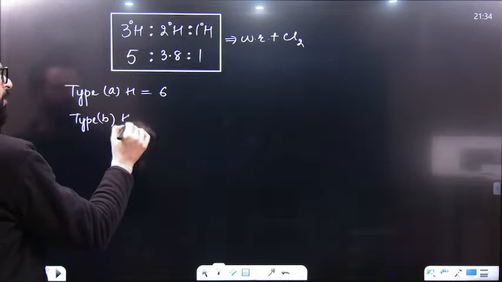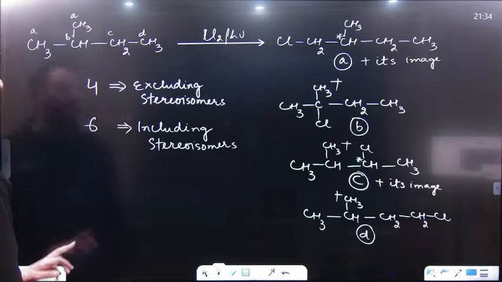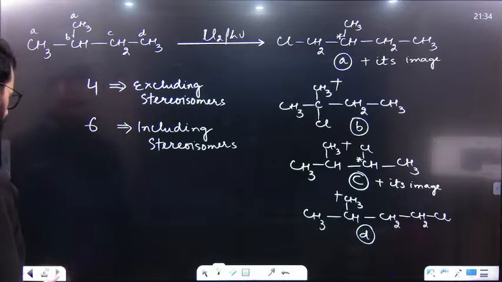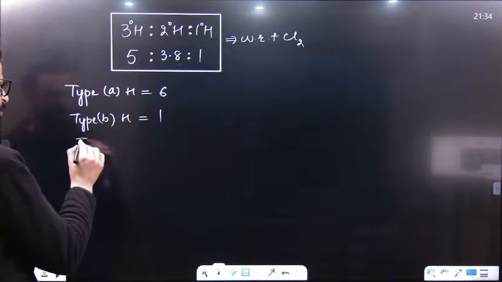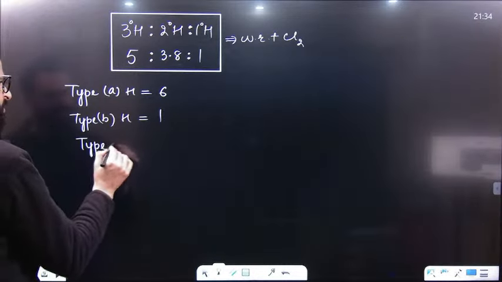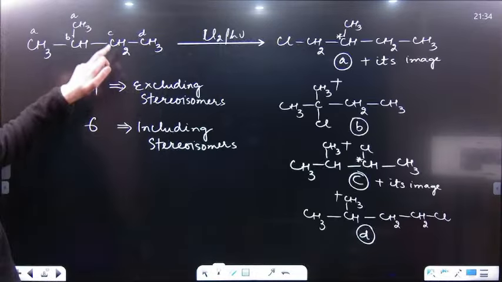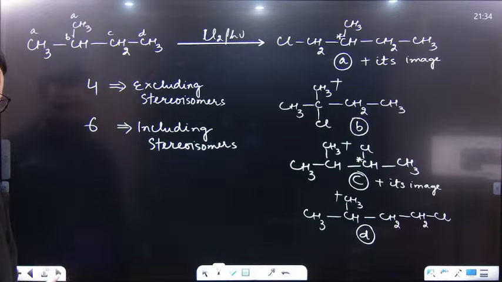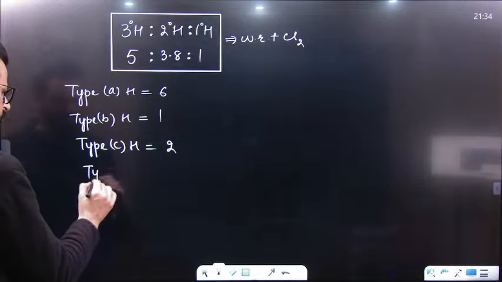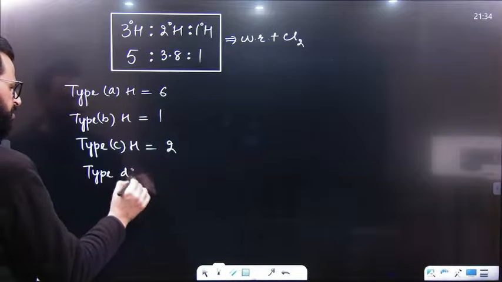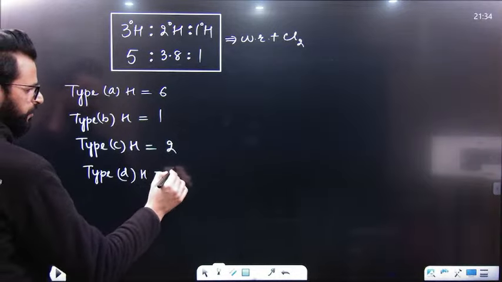Type B hydrogen. How many type B hydrogens were present? Only one. How many type C hydrogens were present? Have a look. They were 2. Type C is 2 and type D is 3. So type D hydrogens are what we call 3.